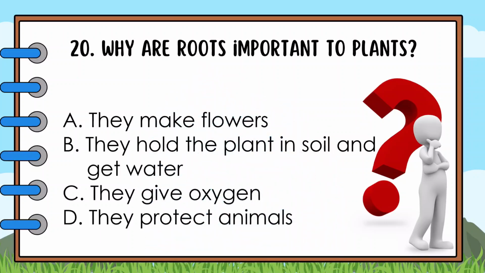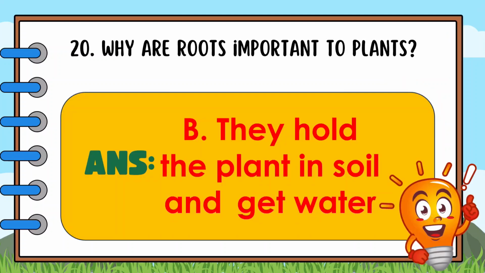Why are roots important to plants? A. They make flowers. B. They hold the plant in soil and get water. C. They give oxygen. Or D. They protect animals. The answer is B. They hold the plant in soil and get water.